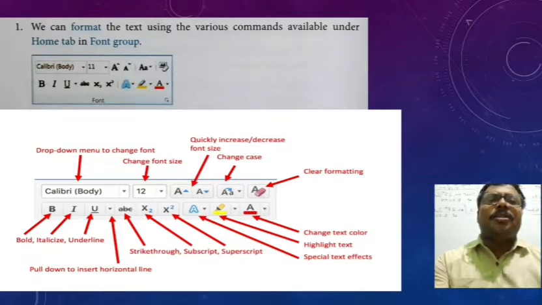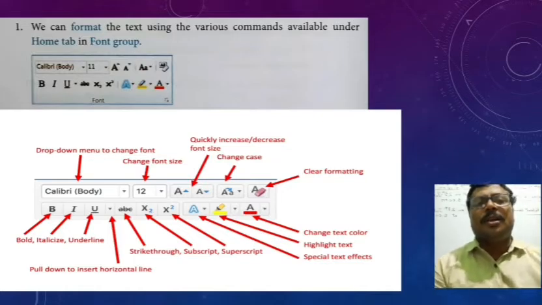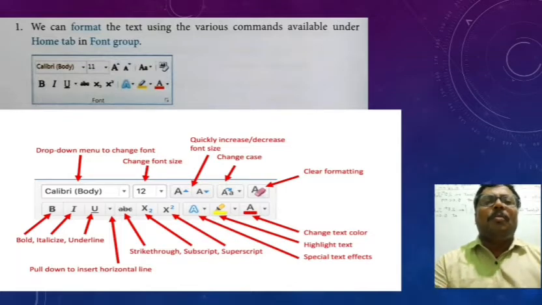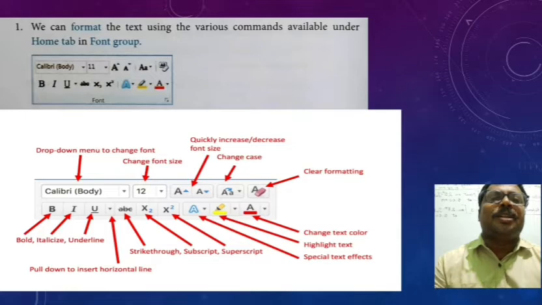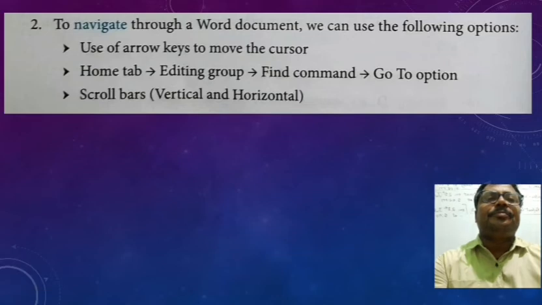First one is about changing the font style, font size, and we can increase or decrease the font size. We can change the case of the font. We can clear the font formatting that we have done. If we want to format quickly, bold, italic, underline, we can do that. And here are superscript, subscript, strikethrough, color of the font, special effects of the text, and we can highlight the text also.